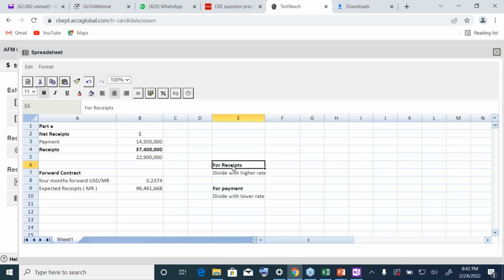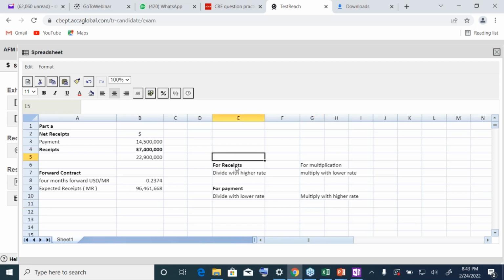Remember this rule. Whenever you are calculating receipt, for division, you will divide with the higher rate. Whenever you are calculating payment, divide with the lower rate. And for multiplication, it is opposite: multiply with the lower rate for receipt, and multiply with the higher rate for payment. What is the concept behind this? Always consider yourself in an adverse position. That is it.